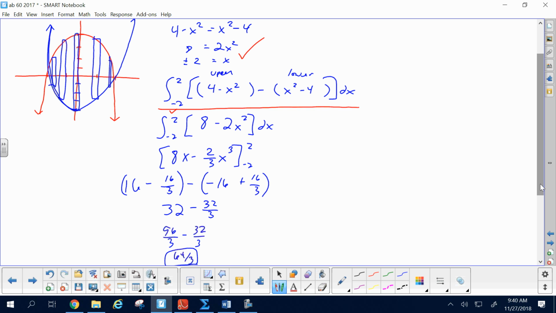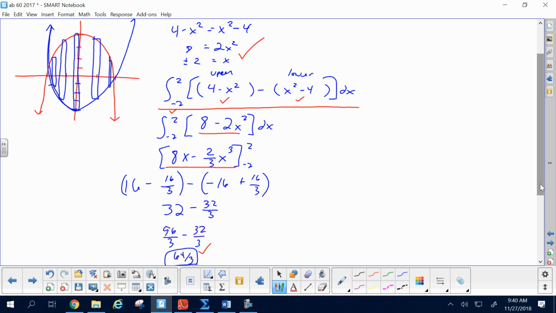Upper minus lower then is the downward opening parabola minus the upward opening parabola. So you should have, with parentheses, 4 minus x squared for the upper, minus x squared minus 4 for the lower. If you combine like terms before integrating, you'll save yourself some work, so hopefully instead you're integrating 8 minus 2x squared. Then check your antiderivative, 8x minus 2/3 x cubed. If you're up to that stage, then it's just your arithmetic. After that, 64/3 is what you get.